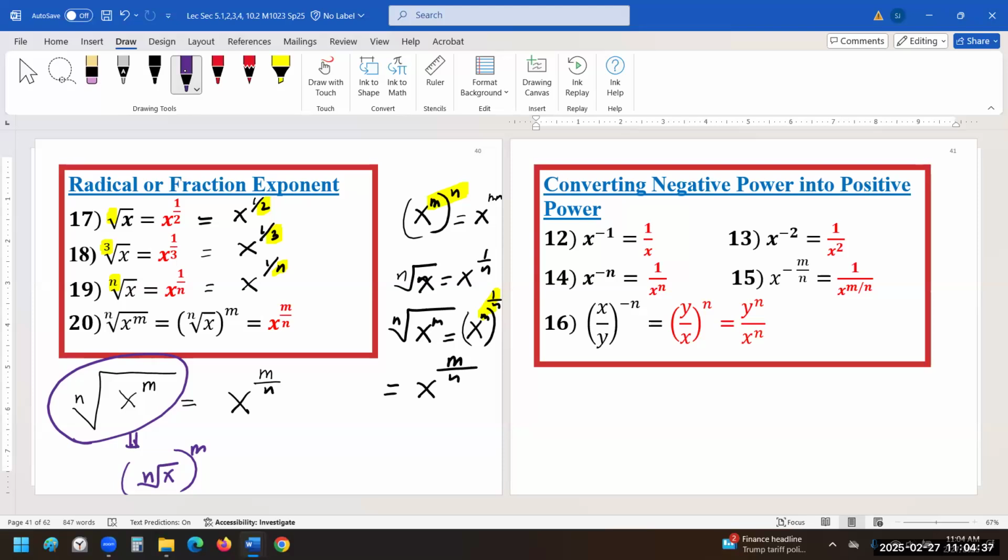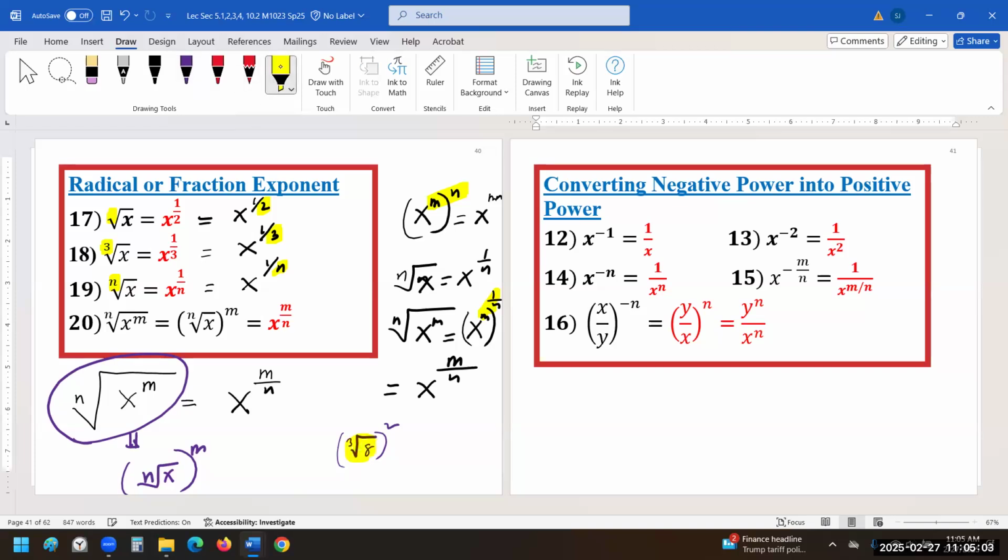But based on whatever is given, you have to always start with the inside. Okay? And then go to the outside. For example, if you have, let's say, cube root of 8, squared. So we have the cube root inside.